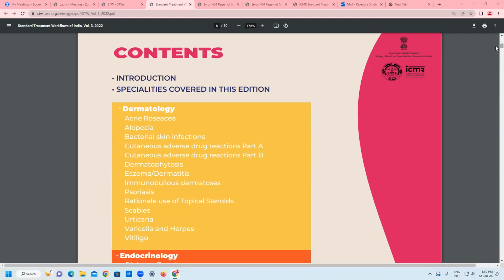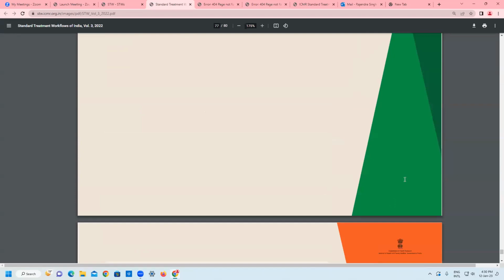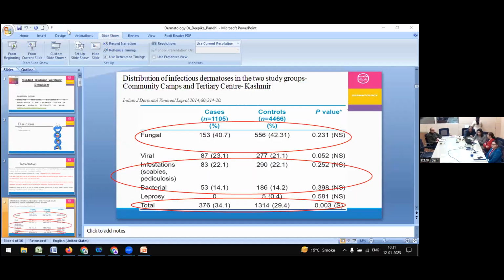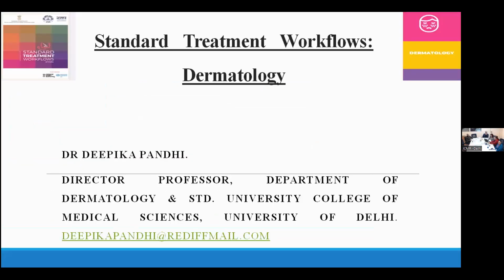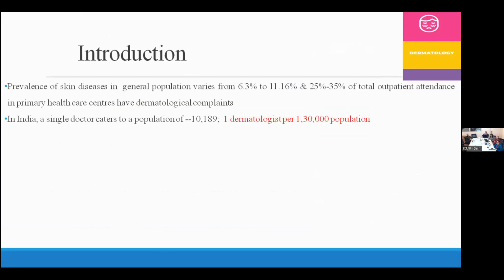Now I hand over to Professor Deepika Pandhi to cover some more topics. Thank you, sir. Firstly, we would like to really thank Dr. Ashu and ICMR for beginning with dermatology. That is something which we really appreciate, because dermatology for the first time is being given this much credit.